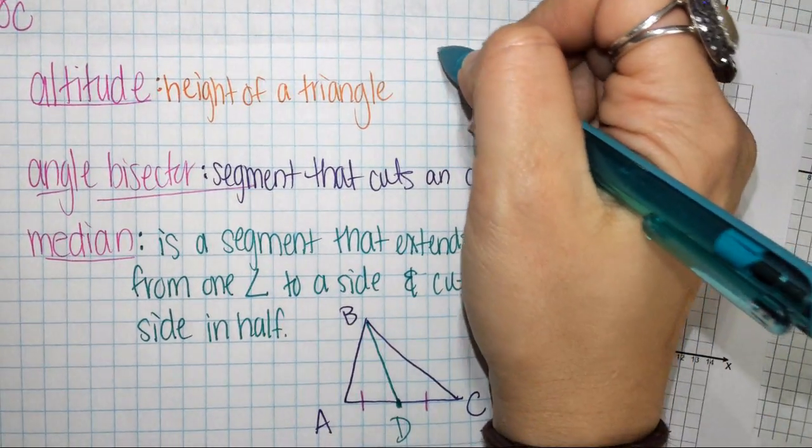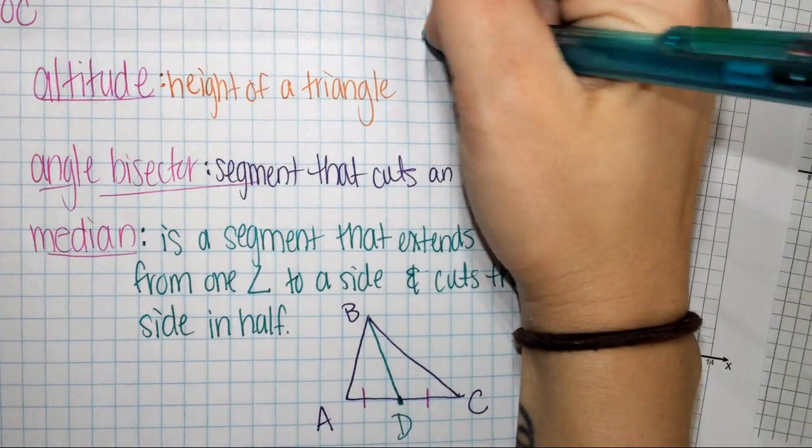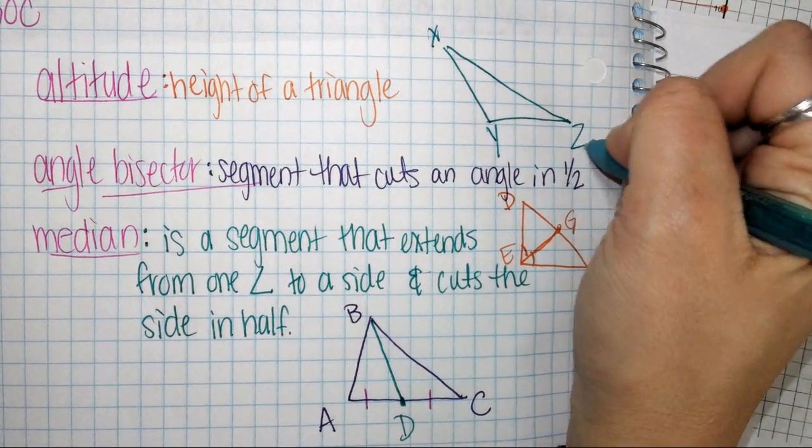Alright, so let's draw a triangle that looks like this. And we're going to call it triangle X, Y, Z.